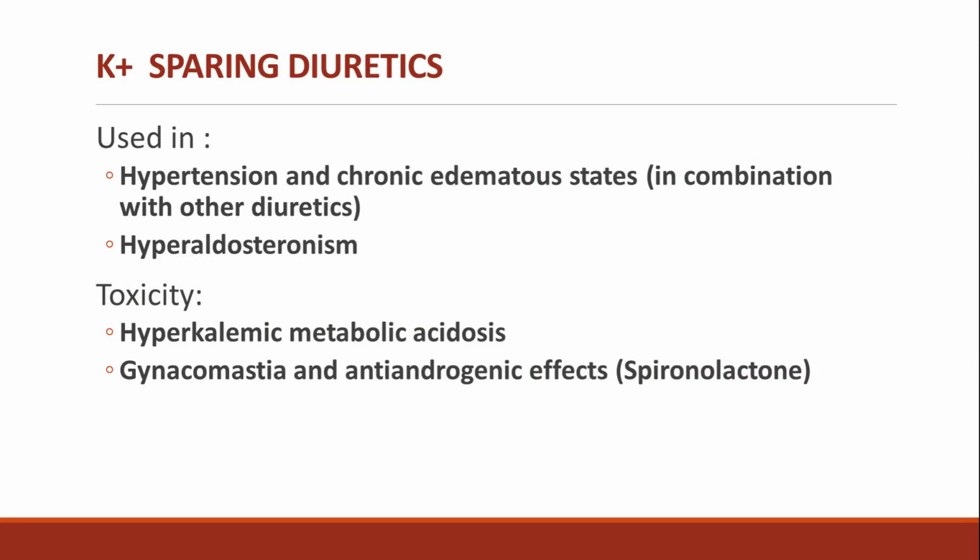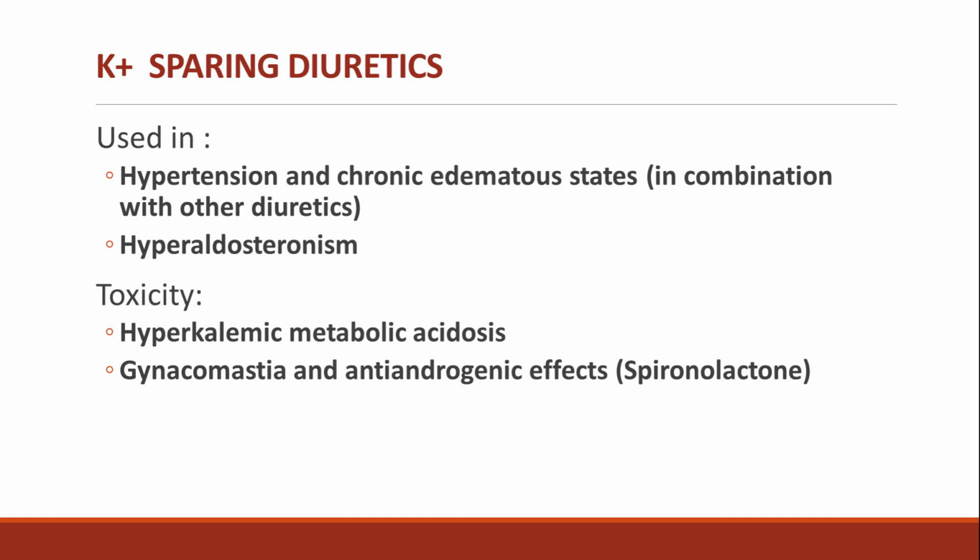Spironolactone and eplerenone are particularly useful in heart failure because aldosterone promotes myocardial fibrosis and vascular damage. Spironolactone reduces mortality in severe heart failure. It is also used in hyperaldosteronism and resistant hypertension. However, spironolactone has hormonal side effects due to its antiandrogen action, causing gynecomastia and impotence in men and menstrual irregularities in women. Hyperkalemia is a serious adverse effect, especially when combined with ACE inhibitors or renal failure.